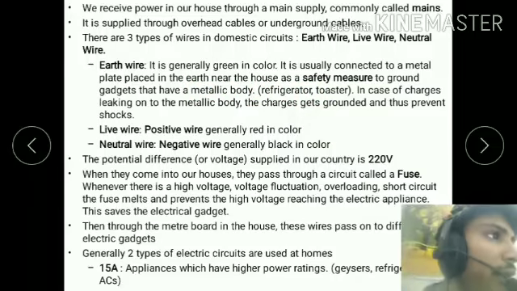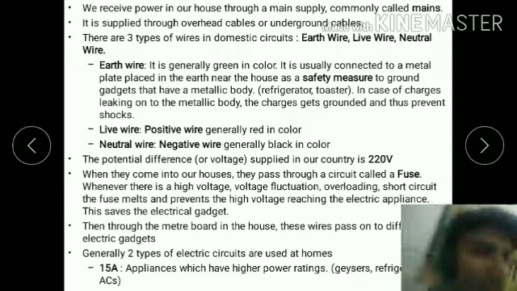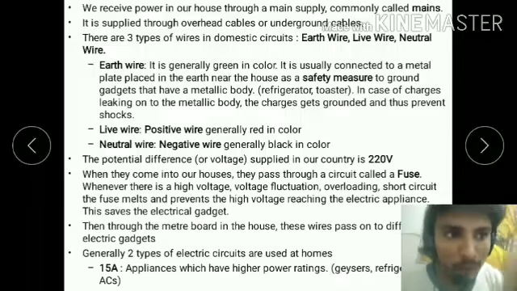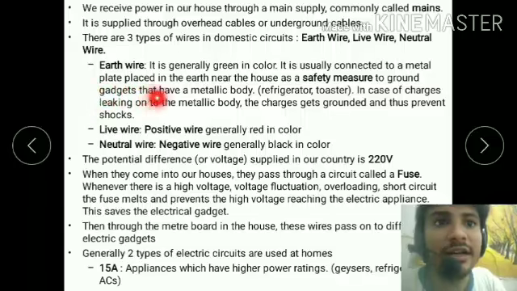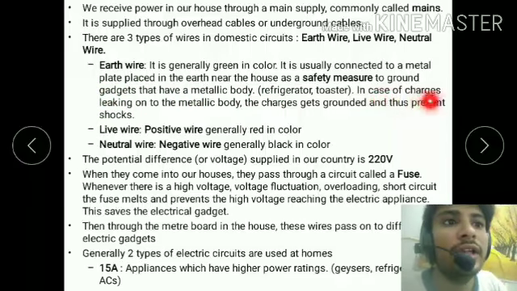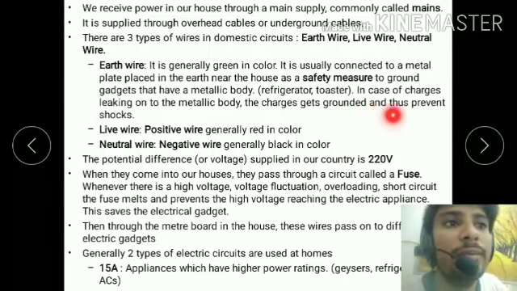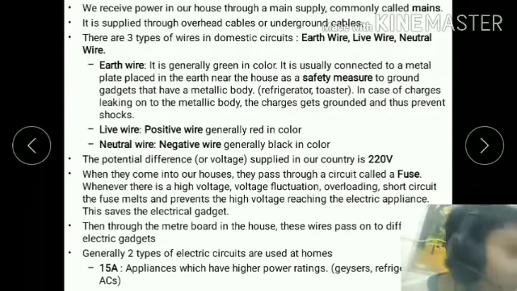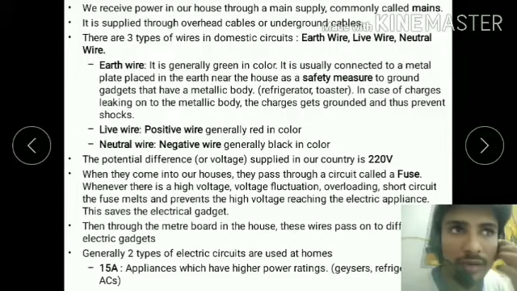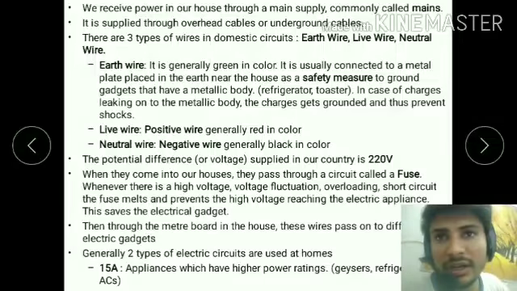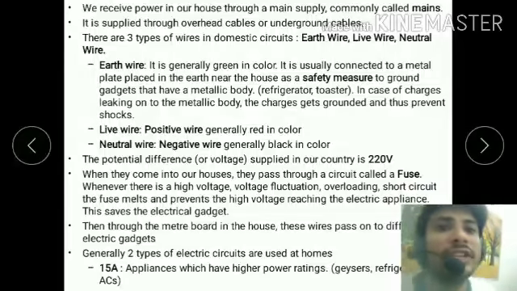You know that we have three wires, black, red and green. The green wire is known as the earth wire, and it is connected with a metal plate and put into the earth as a safety measure to ground gadgets that have a metallic body. In case of charges leaking onto the metallic body, the charges get grounded and thus prevent the shock. When the current increases, the earth wire absorbs the current. The earth wire sends this current into the earth, and the earth absorbs the high amount of current, so the shock will not come.